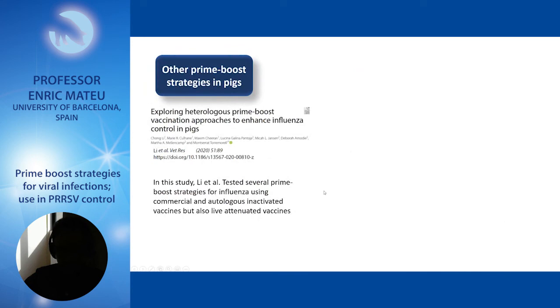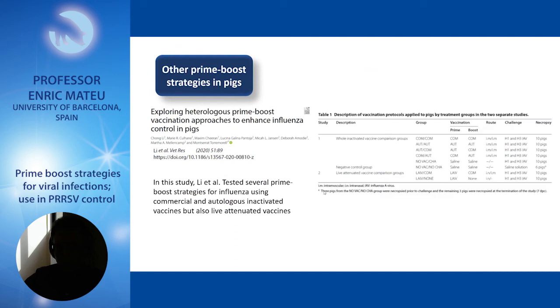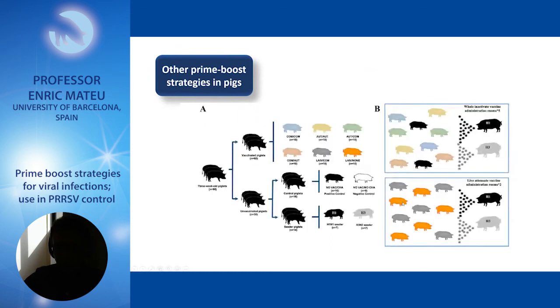In this other study, in which the authors Lee and co-workers test several prime boost strategies for influenza using different commercial and autologous vaccines, they compare commercial plus commercial, autologous plus autologous, autologous plus commercial, commercial plus autologous, and then also tested live plus commercial. The results were not that good.